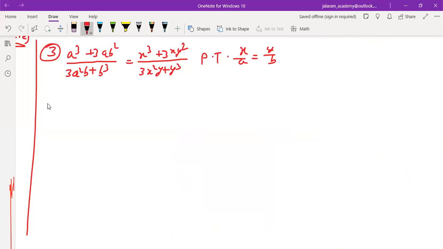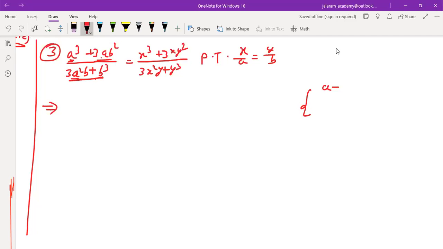If you use componendo and dividendo, in the numerator it will give a plus b. Value of a is a cube plus 3ab square, and value of b is 3a square b plus b cube. So if we add them, we get a cube plus 3ab square plus 3a square b plus b cube. So it's an identity of a plus b whole cube, and in the denominator at the same time a cube plus 3ab square minus 3a square b minus b cube, which is the identity of a minus b whole cube.